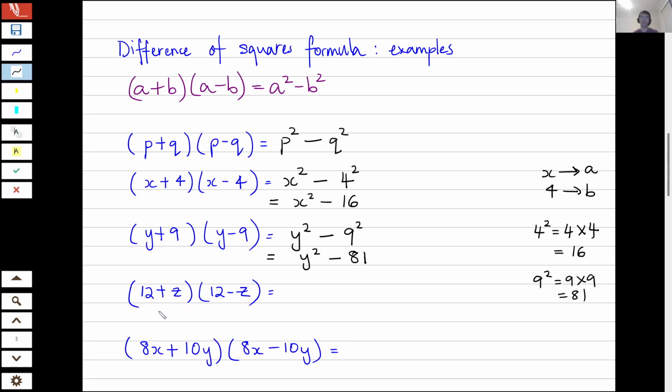All right, let's do the next one. 12 plus z times 12 minus z. This is going to give me 12 squared minus z squared. Notice that the 12 came first because in my brackets, 12 is the first number. So I've got to be consistent with the way I position my numbers. Now, 12 squared is the same as 12 times 12, which is 144. So I can rewrite this as 144 minus z squared.